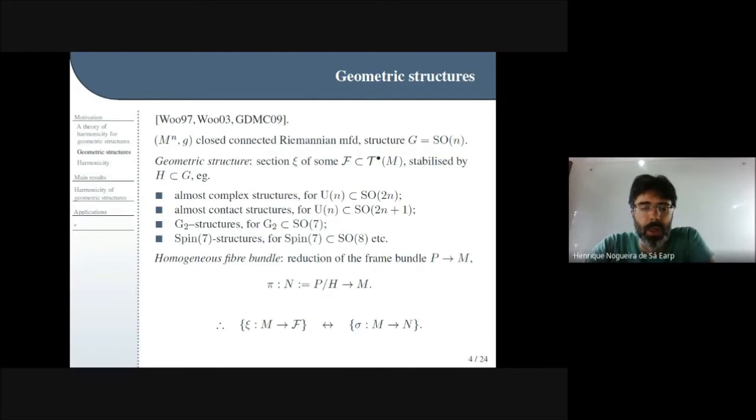The key space to consider here is the reduction of the overall frame bundle. Let's call the frame bundle P, and consider reductions given by H. So if H and G are a reductive pair, then I can take this fiber-wise quotient, let's call it N, and this gives me a fiber bundle, no longer a principal bundle, but still a fiber bundle over M. And then I'm going to argue that the original geometric structure as a tensor is equivalent to a section of this homogeneous fiber bundle.